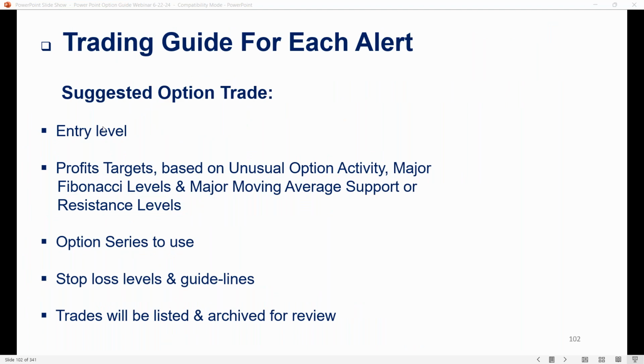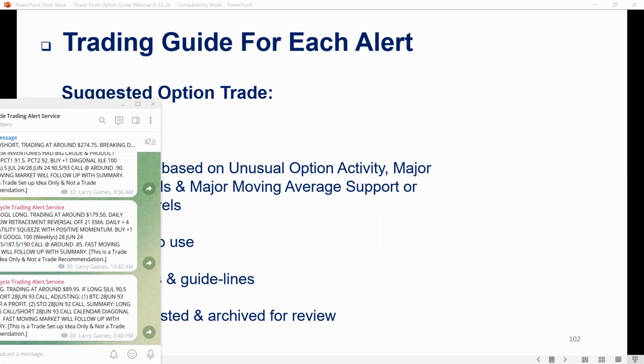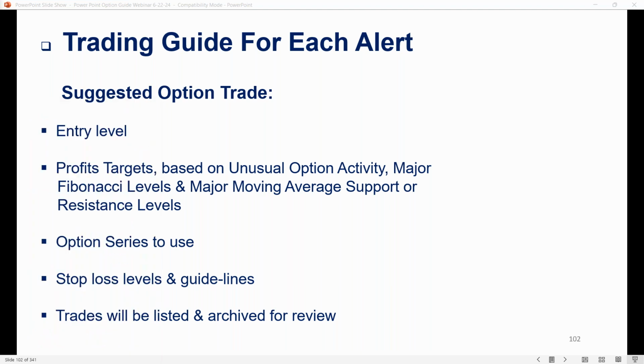When I send out the option trade, I'll give you the entry level, potential profit targets based on your price target mapping, which includes option activity, Fibonacci levels, etc., what option series to use, then your stop loss and guidelines. Then I'm going to guide you through the trade as long as the trade is on, constantly updating and monitoring anything that needs to be known during the day. If something happens, I'll send out an alert to you on that, and if we need to make an adjustment, I'll send out an alert on that too. These are constantly updated during the day if something needs to be done. I use a service called Telegram. You can see right here, this was from Friday.